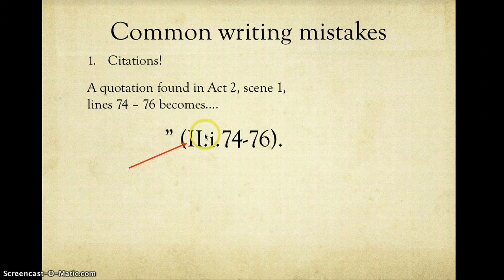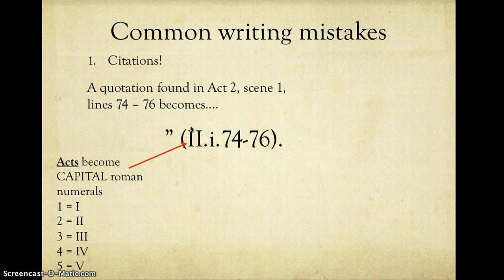The first set of numbers that you see there, those refer to the act, right? So Act 2 becomes the capital Roman numeral 2. All you do to get that is the capital I on your keyboard. So here's a key of what the numbers become. A 1 becomes a capital I. 2, 2 capital I's. 3, 3 capital I's. 4, a capital I and a capital V, and a 5 is simply a capital V.